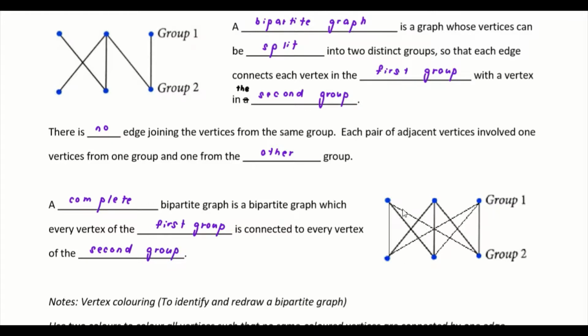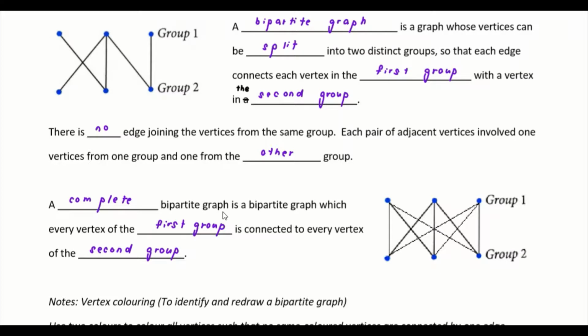So by looking at this, you can see this vertex connects 1, 2, 3 to the second group. This one, 1, 2, 3 to the second group. This one, 1, 2, 3 also. So this is a complete bipartite graph. But of course, because this is a complete bipartite graph, it's not the simple complete graph that we mentioned just now, so you cannot use the formula for Kn. This is for bipartite.